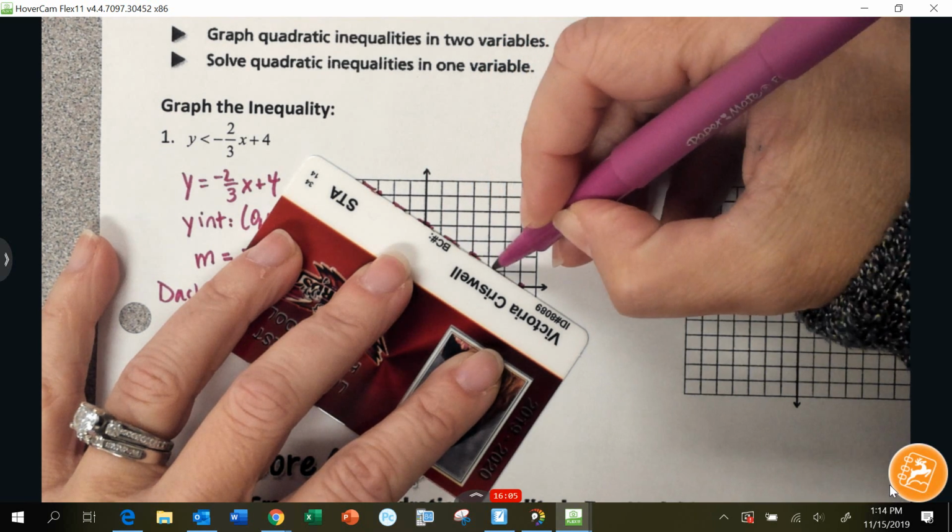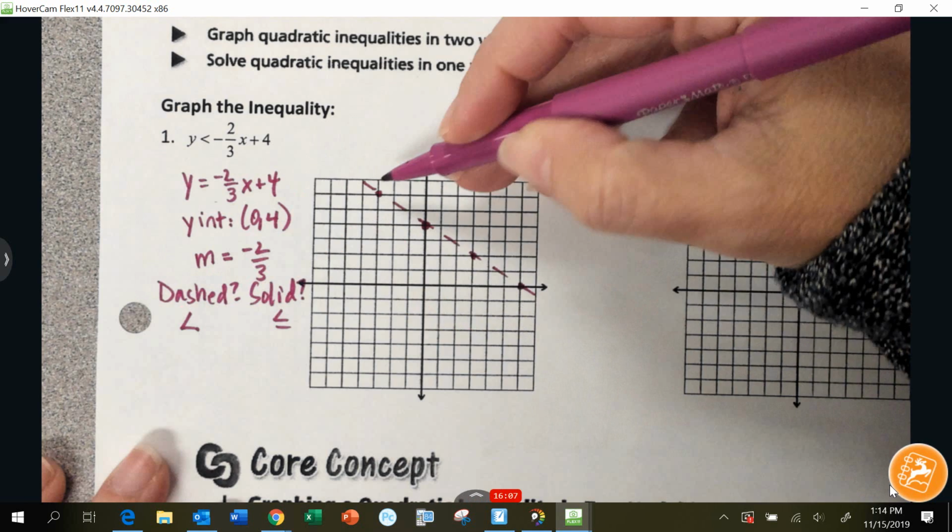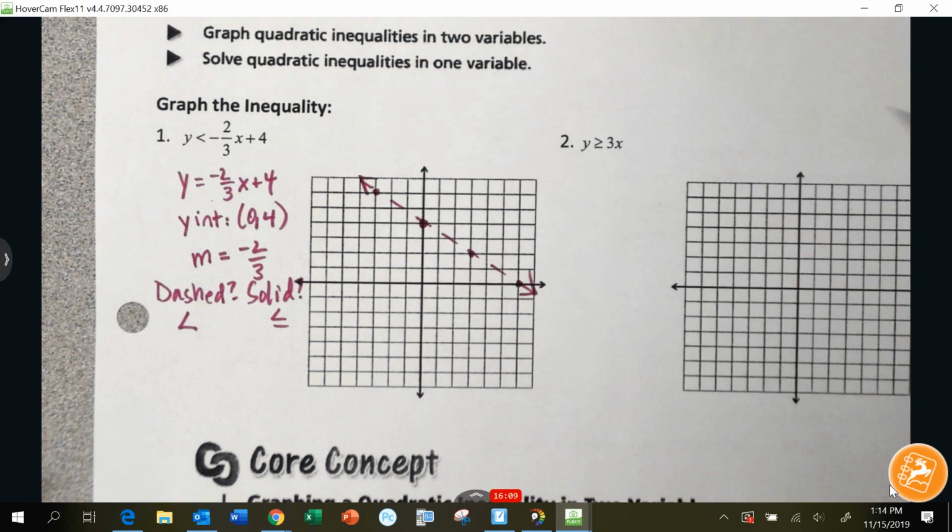Did we do this in Algebra 1? Yeah. Well, I don't know when you did it, but it should have been. I remember. Yeah, it should have been.